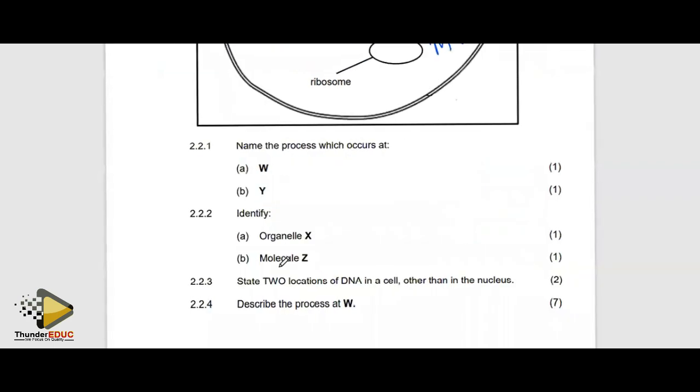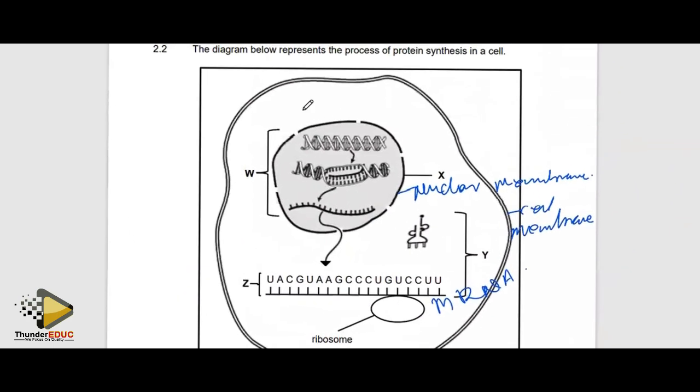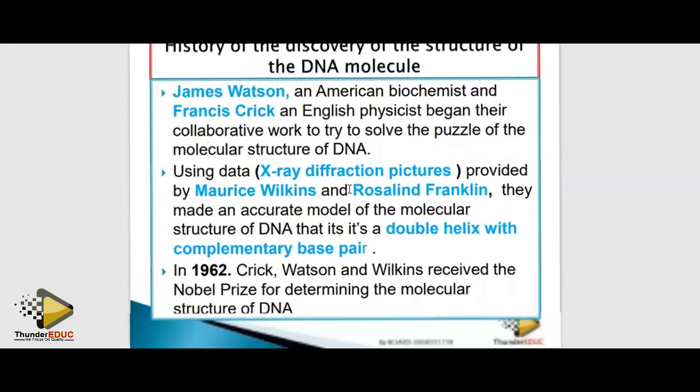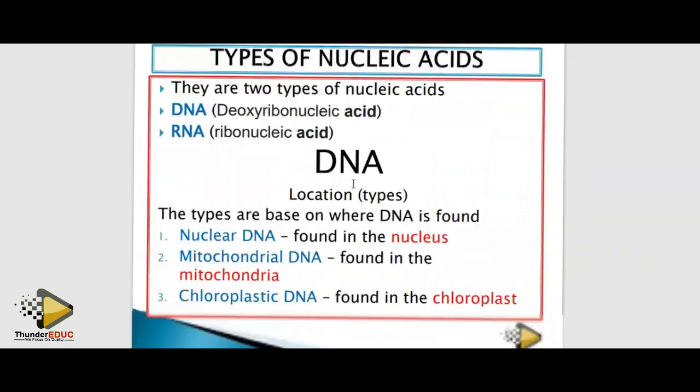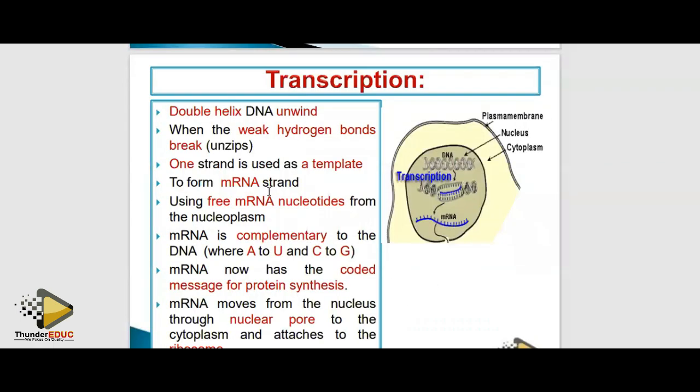Then another question they're asking: describe the process W. What is process W? They're looking for transcription. How do we explain transcription from our book? Transcription is being explained nicely. DNA double helix unwinds. Basically, we give you a tick here. In most cases, we give you a tick for DNA double helix unwinding. The weak hydrogen bonds break.